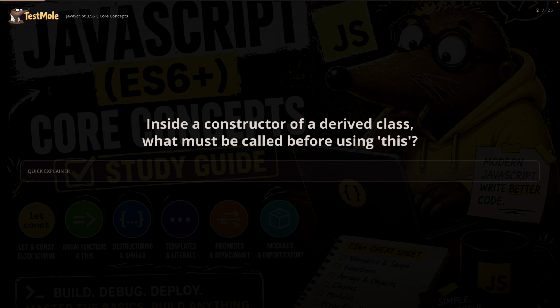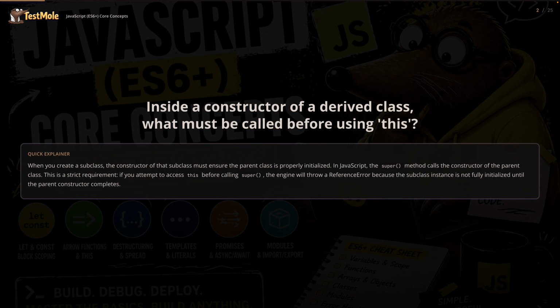Inside a constructor of a derived class, what must be called before using this? When you create a subclass, the constructor of that subclass must ensure the parent class is properly initialized. In JavaScript, the super method calls the constructor of the parent class. This is a strict requirement. If you attempt to access this before calling super, the engine will throw a reference error because the subclass instance is not fully initialized until the parent constructor completes.